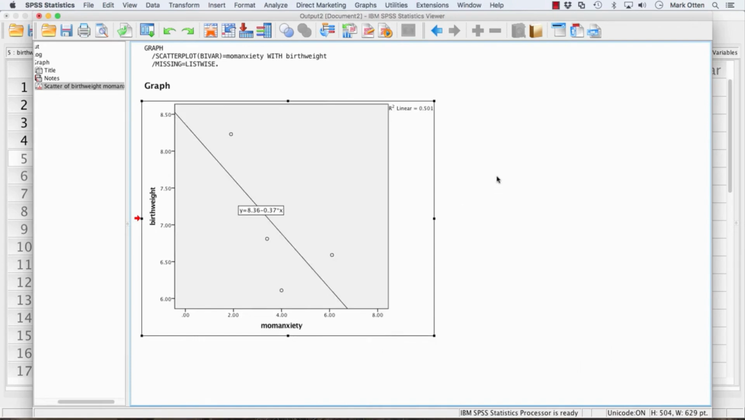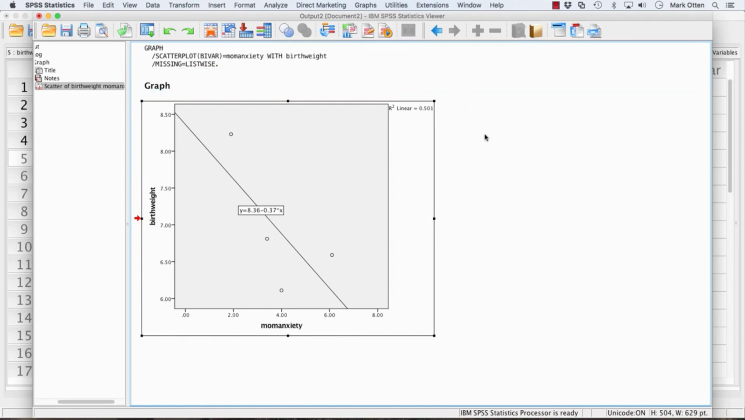So there's the line. It's automatically drawn according to the equation for a straight line, which, as it's labeled here, is y equals 8.36. That's your y-intercept value, or your a value, minus 0.37 times x. So negative 0.37 is going to be your slope, or your b value. And then the r squared value, which we'll get to in a second, is up here at 0.501. So actually, some of the statistics have already been done for you.